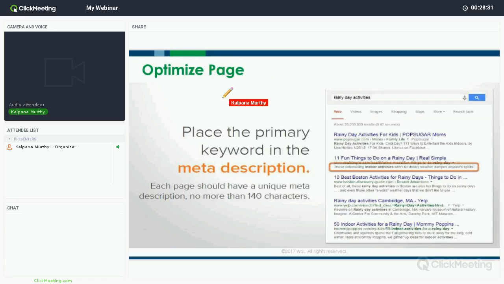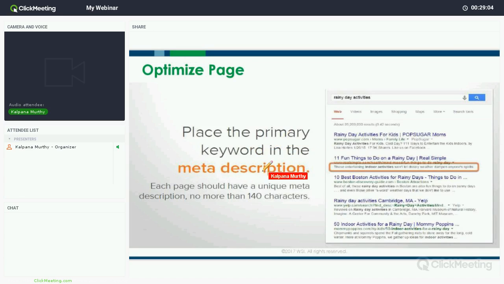And optimize the page. Continuing with that, place the primary keyword in the meta description. When people search for keywords on Google, you'll see a short description of that page that's coming from the meta description that is put on that page. Typically, when websites are not optimized, there's a default meta description displayed for all pages, but you can make it specific to each page by going into the SEO section of that page and entering a meta description.